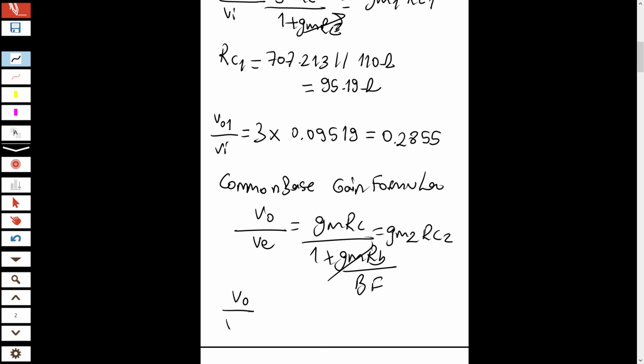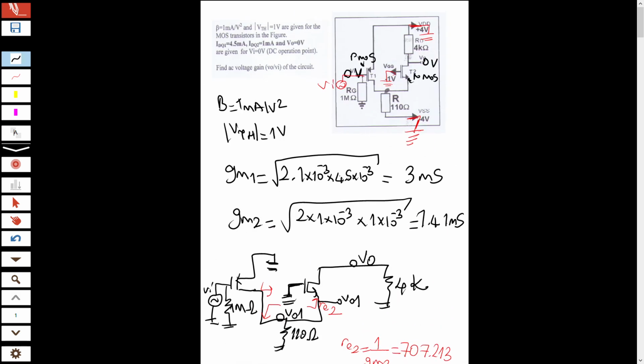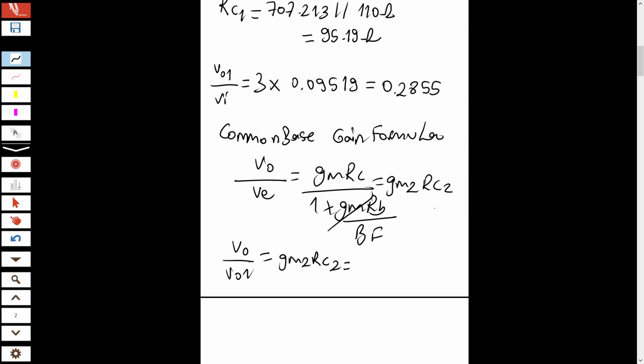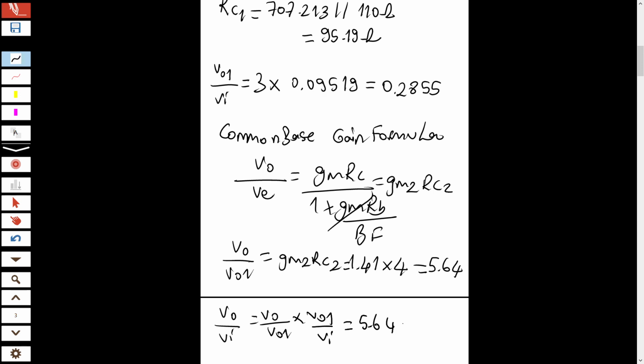So V output over V output 1 is GM2 times RC2, and it equals, here, 4K times 1.41 millisiemens, 1.41 times 4, which is 5.64. So my overall gain V output over Vi equals V output over VO1 times VO1 over Vi, and it is 5.64 times 0.2855, which equals 1.61.